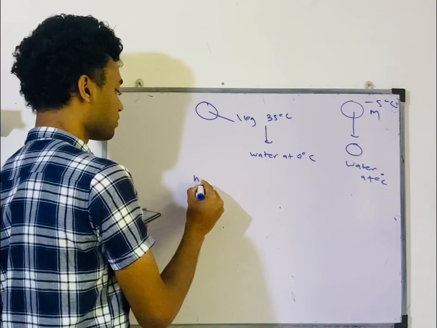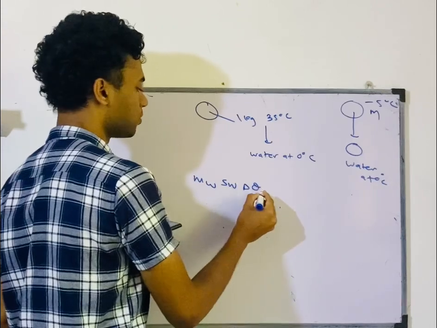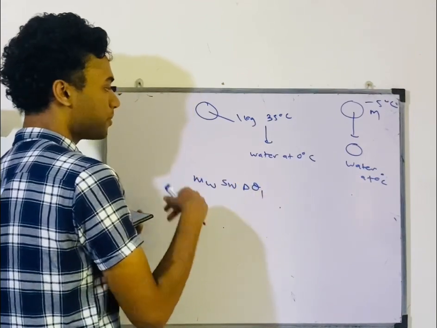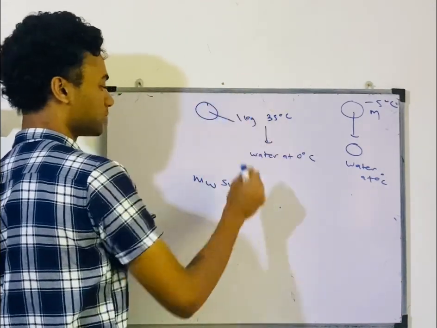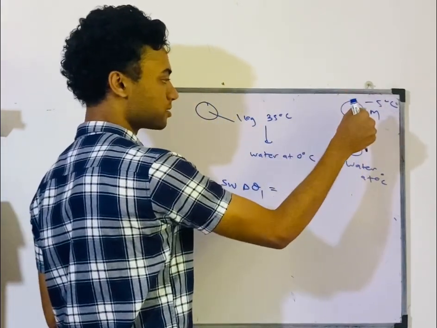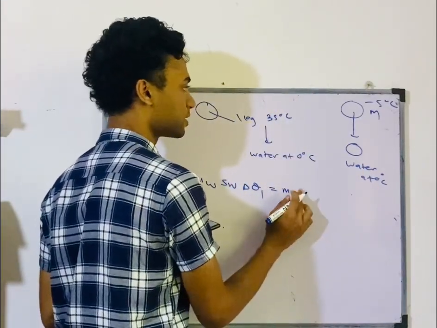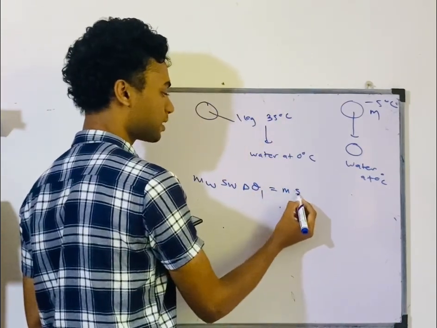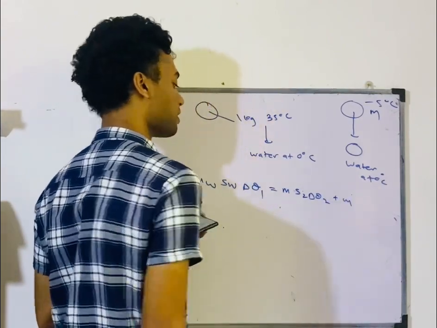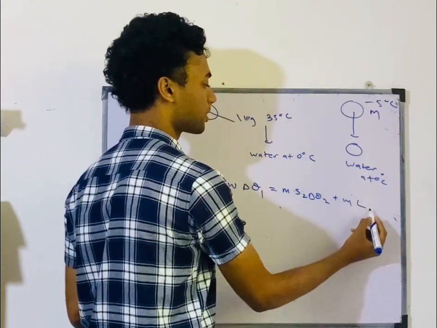Now let's see this equation. I can say mass of the water times specific heat capacity of the water times the temperature difference delta theta 1. What is this? This is the amount of heat supplied by water. That should be equal to the amount of heat absorbed by ice at -5 degrees Celsius to become ice at 0 degrees Celsius. So for that, we have the mass of ice that dissolves, let's call it m, and specific heat capacity of ice times the temperature difference delta T2, plus mass of ice times specific latent heat of fusion of ice, L.